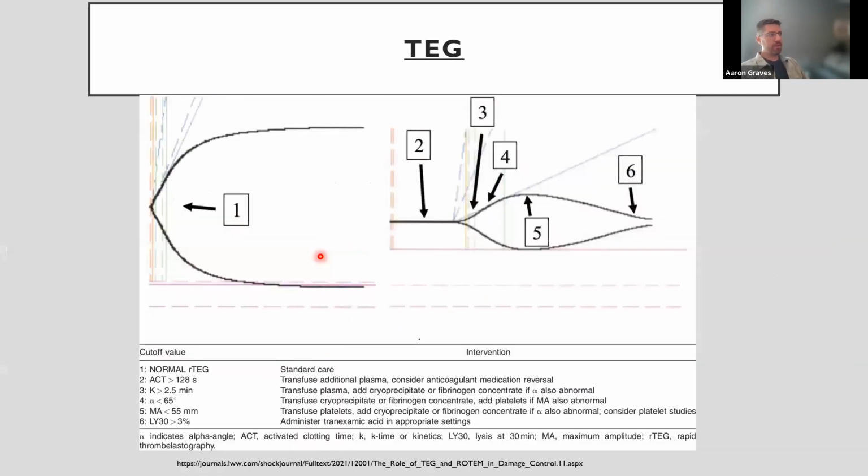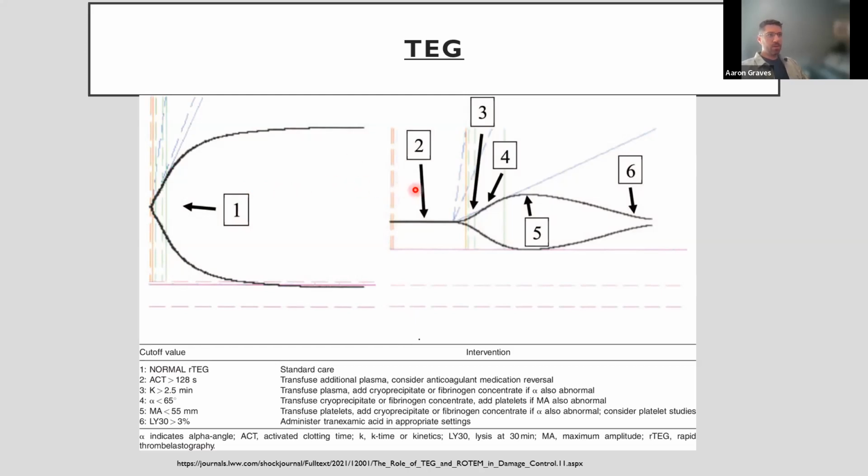So what does this actually look like in practice? If we were to take a TEG from one of us today, it will probably look pretty similar to this one on the left here, number 1. So this is a normal TEG. As you can see, the R time is very small, so there's rapid clot formation. We have a strong, healthy K and alpha angle, and then a big maximal amplitude, meaning a quickly formed, strong clot that's not breaking down quickly at all.